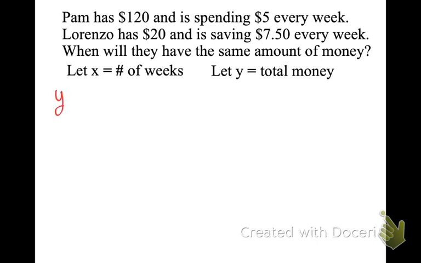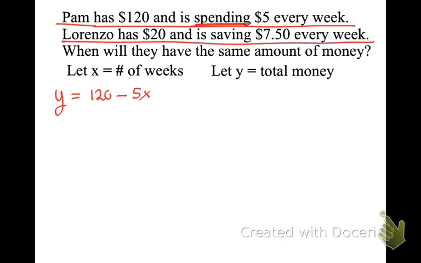Let's start with Y. The amount of money that Pam has is equal to what? What's her base starting amount? 120. And what's the rest going to look like if it says $5 per week, Cameron? -5x. Right. Since she's spending, we're doing -5x. And then the other one, the next equation, how about Oliver? Start with the y. 20 plus 7.50x. Thank you. Okay, so we have our two equations.